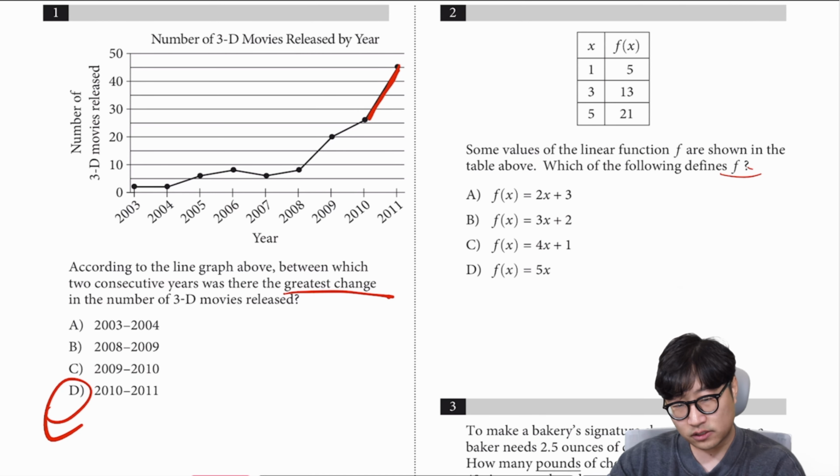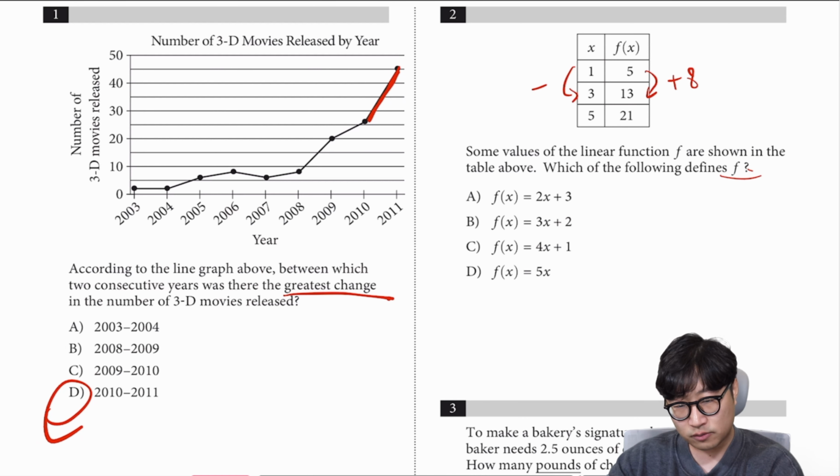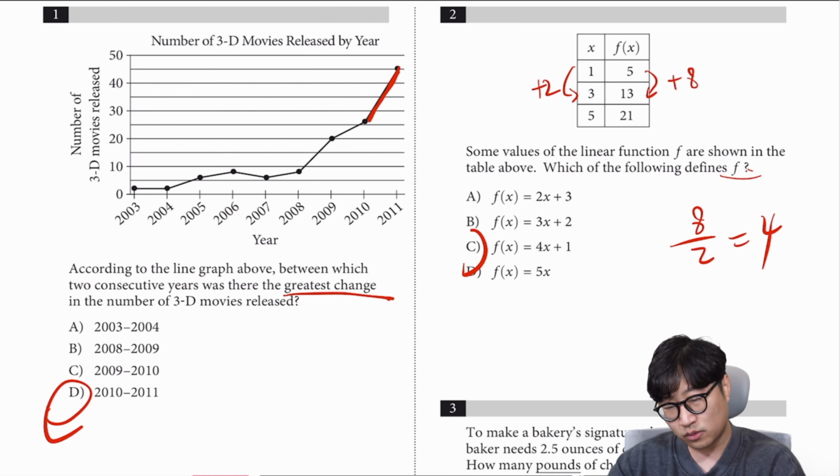Number 2, sum of the values. Which of the following defines f? Let's just find the slope. The rise is plus 8. The run is plus 2. So 8 over 2. The slope better be a 4, and only C's got that.